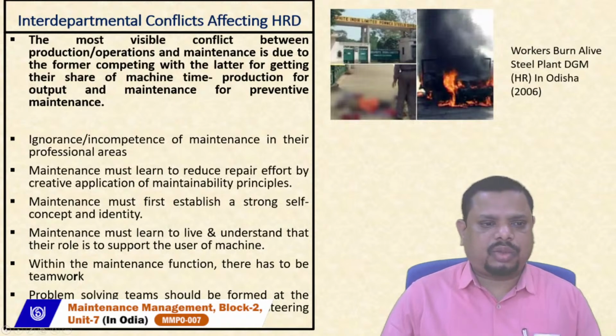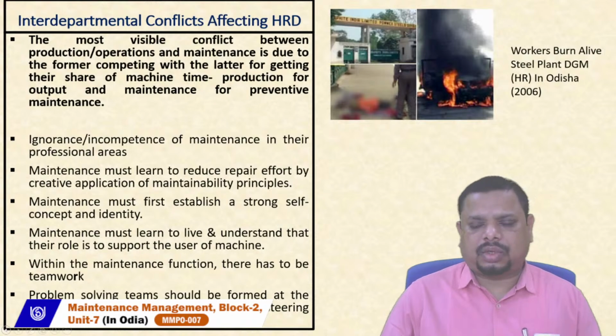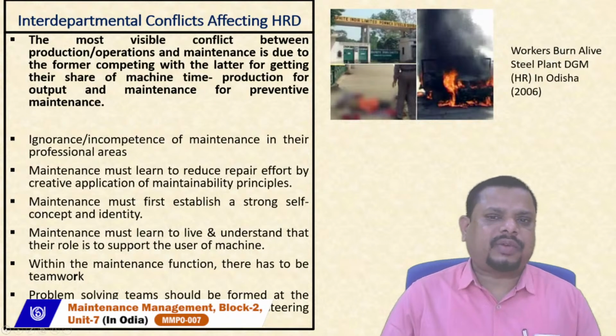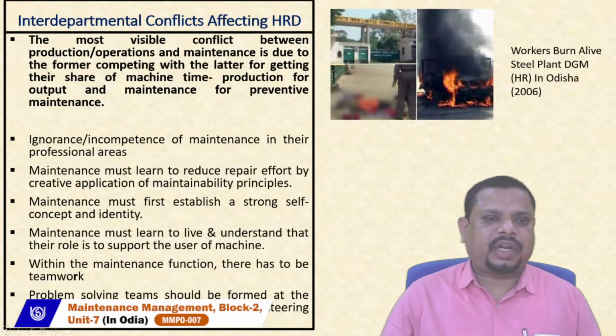Before going to the theory, I will elaborate a small case study from the state of Odisha. The case study is about how the irritation level of employees can rise to a different level, leading workers to burn the DGM of a plant. The plant is Graphite India Limited, located in Balangir district, in the place called Titlagarh.